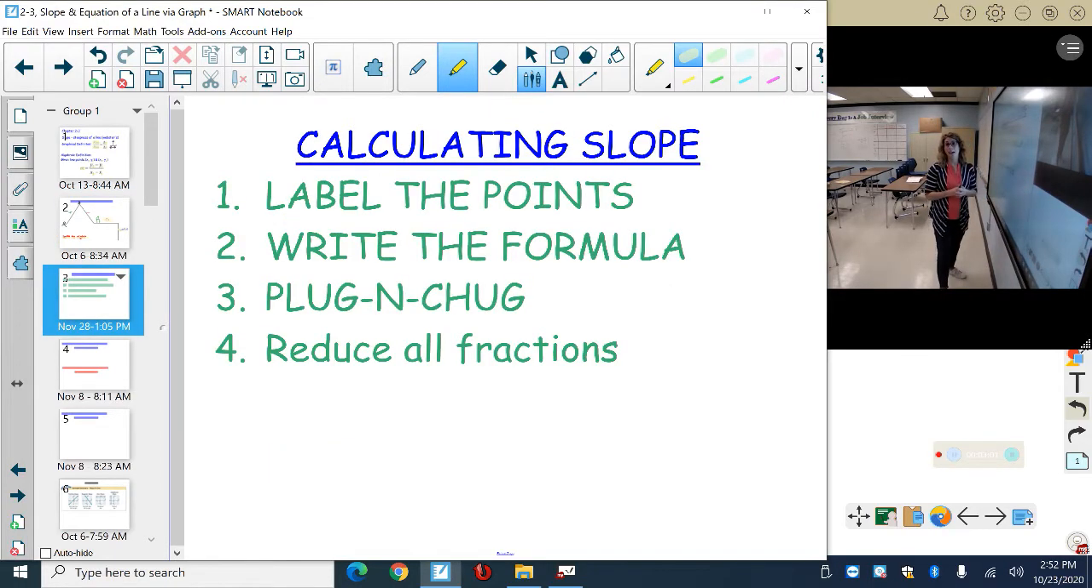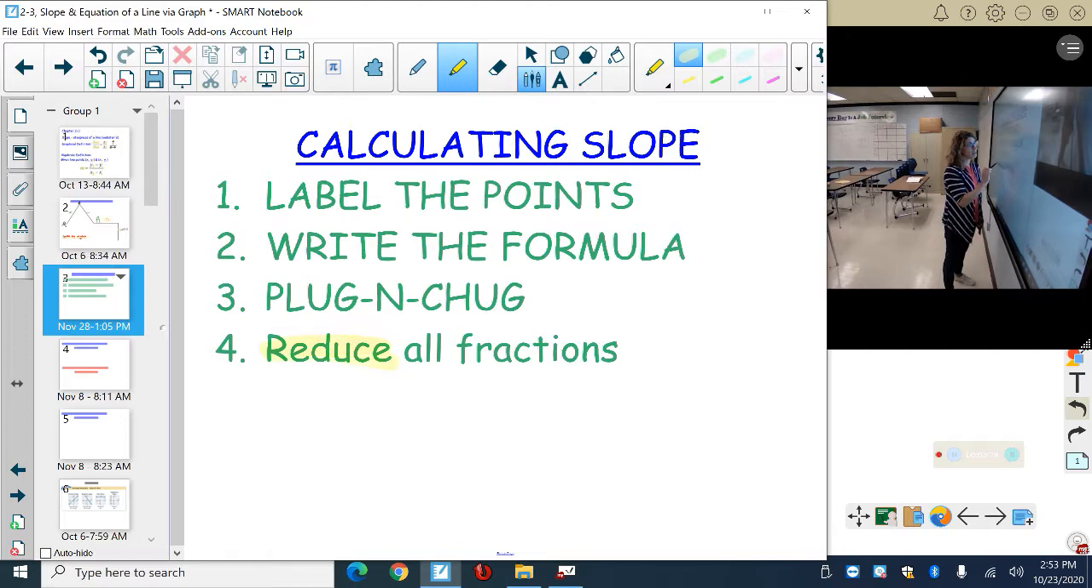Now, how do I calculate the slope algebraically? Well, step 1, label the points. Yes, I want you to label the points. Why? So that you don't get confused. Step 2, write the formula. Yes, I want you to write the formula, because until you've proven to me that you understand this, I need to make sure that you do memorize the formula. Step 3, plug and chug: plug in x2, y2, x1, y1, and reduce all fractions.